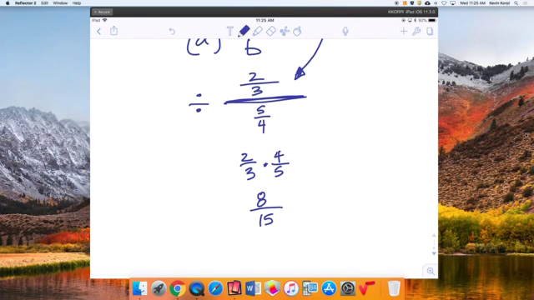Could you not divide out the 2 and 4? No, because they're multiplied now. They're both in the numerator, right? If the 4 was in the bottom or the 2 is in the bottom, they have to be on opposite sides, remember, to divide them out. Okay? So 8/15 is the answer.